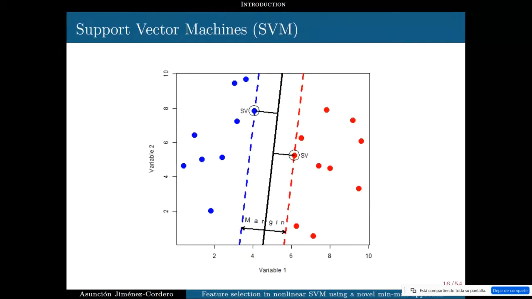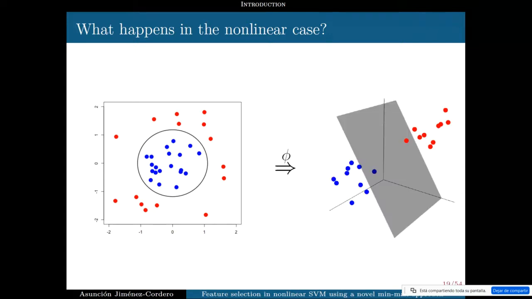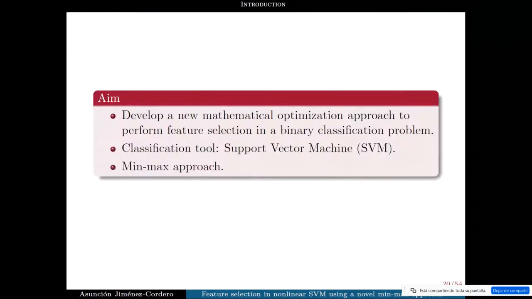Okay, in the previous slide, I showed you an example where the points can be clearly classified by a linear hyperplane. But what happens in the nonlinear case? Well, SVM also works in this case, and it just defines a feature map that takes the points to a high-dimensional space where the points become linear, and therefore we can find this linear hyperplane. So this is more or less the motivation behind the problem.